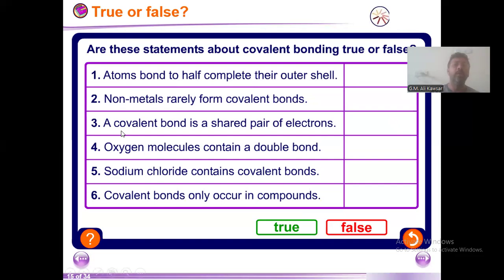Number 3, a covalent bond is a shared pair of electrons. It is true. An oxygen molecule contains a double bond. That is also true, right? We have already seen it in my class. Sodium chloride contains covalent bonding. Wrong. In the last class, when I discussed ionic bonding, we saw that sodium chloride is formed by ionic bonding. Covalent bonds only occur in compounds. No, it is not true, right?